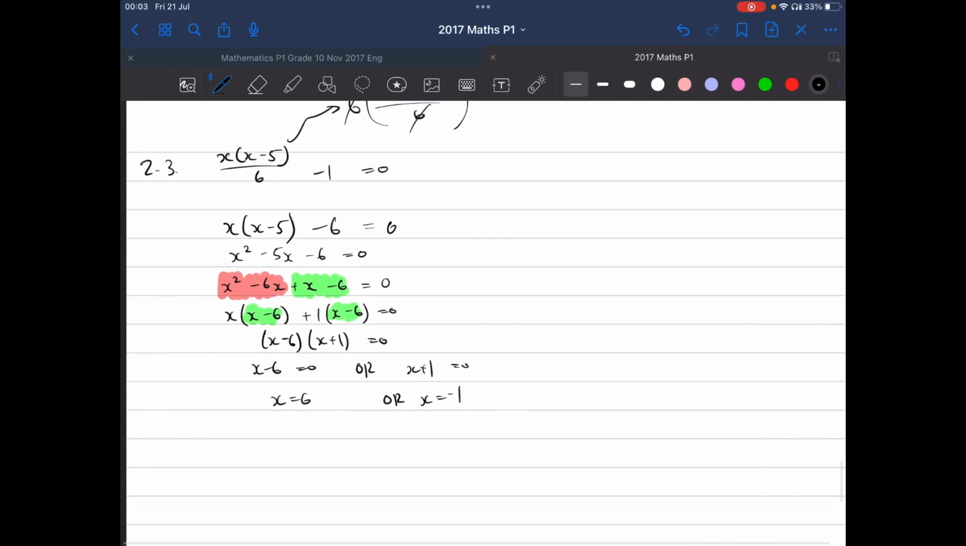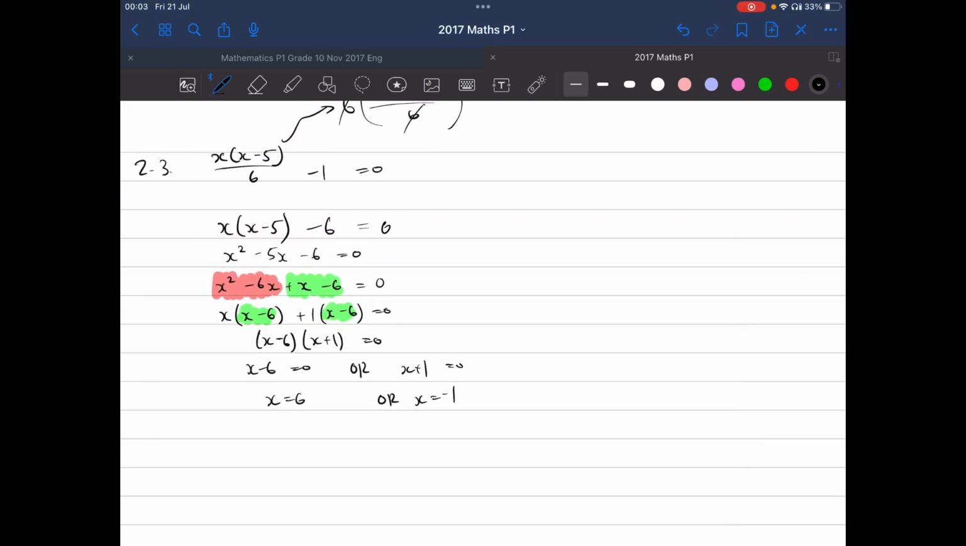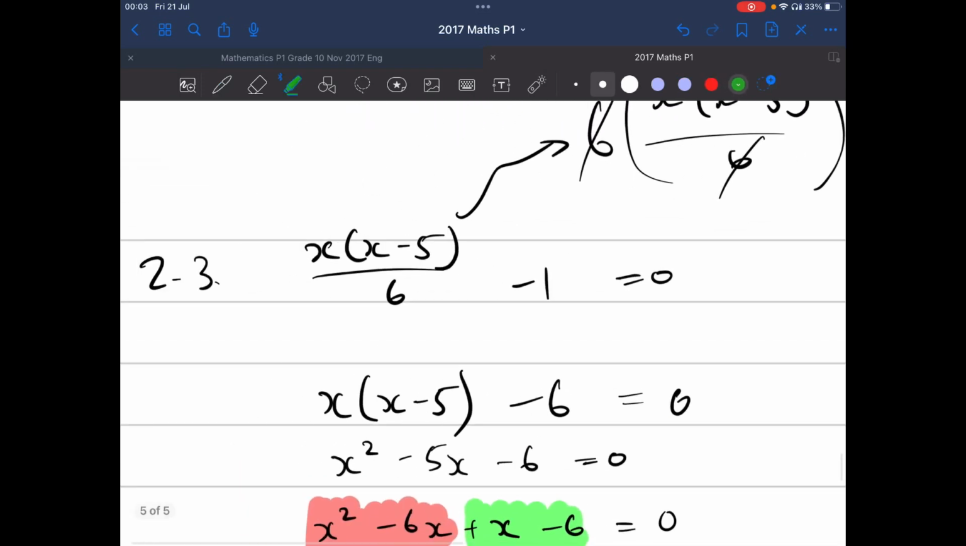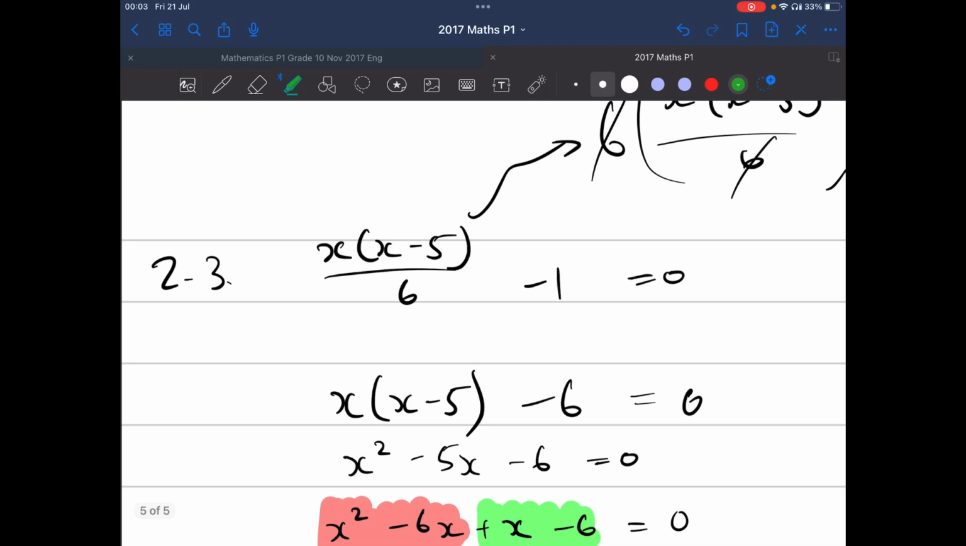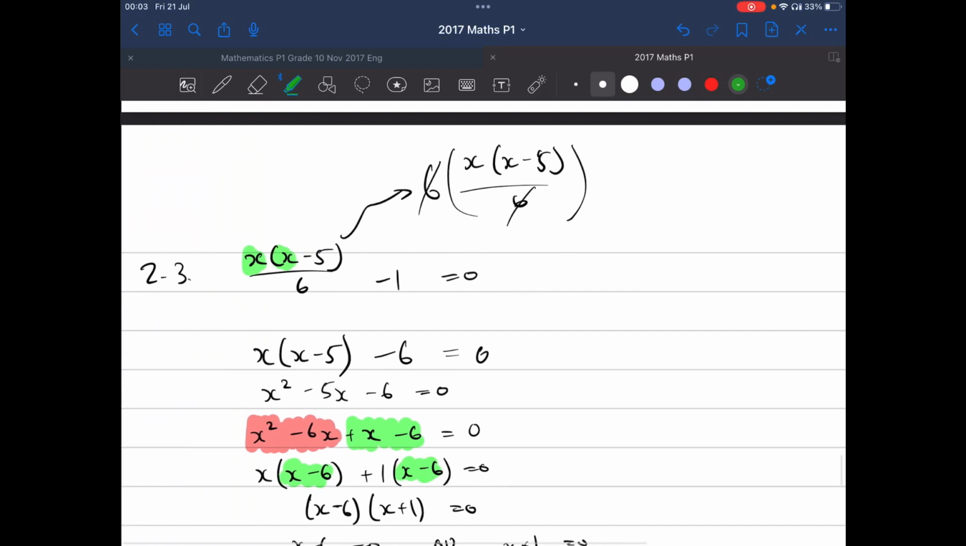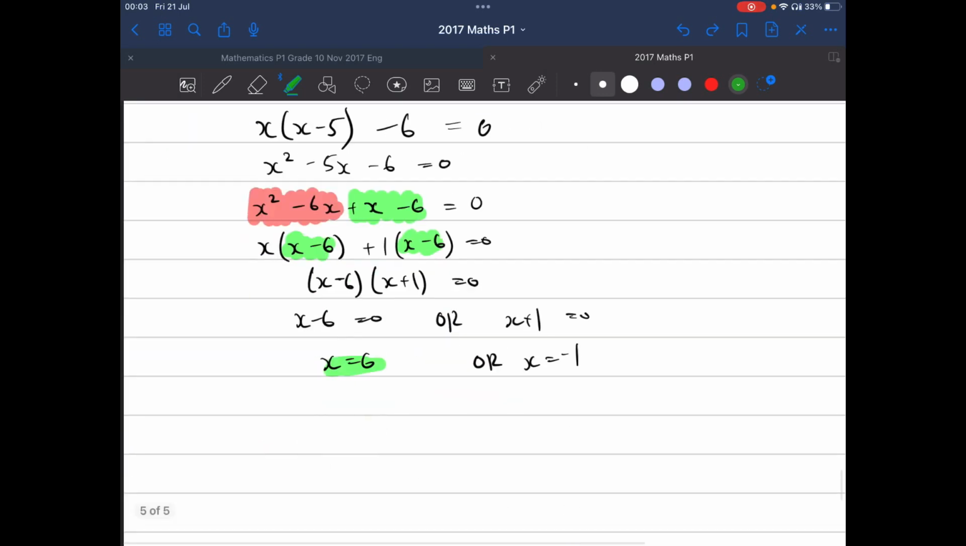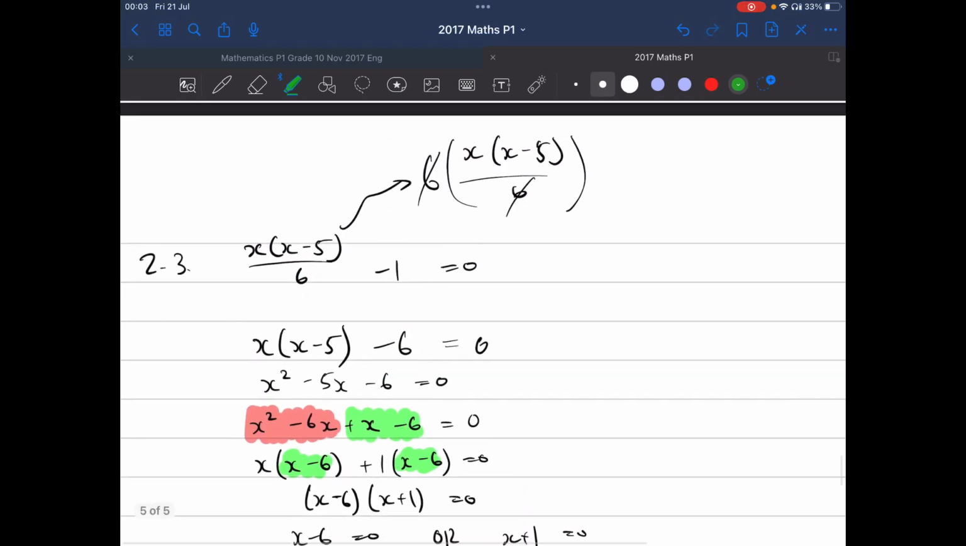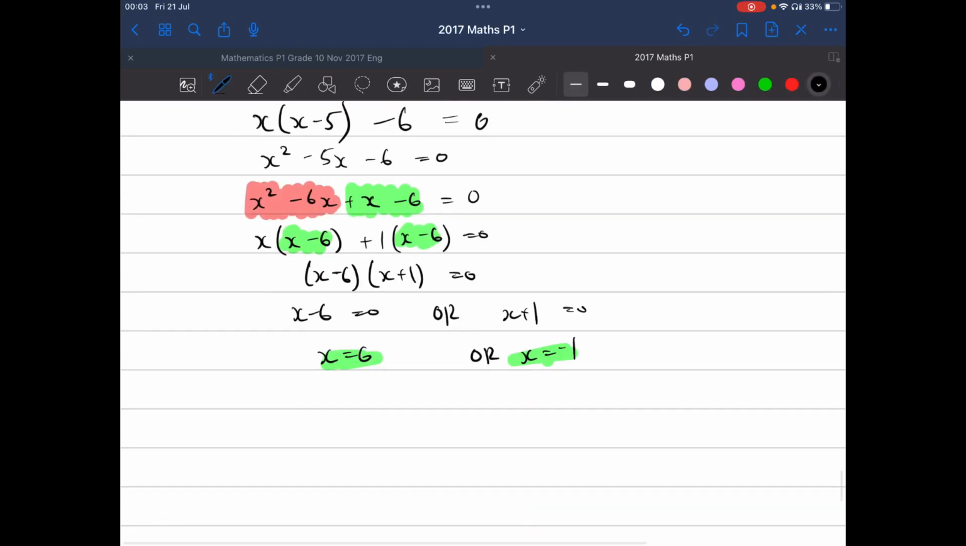Now again, to test if your answers are correct, you're going to take each one. Let's start with x equals 6, and then you come to your original equation and insert 6 wherever there's x. You substitute it in, and you do it for this side here, and put all that in your calculator. If your answer comes to 0, then you know that you have the correct answer. And you do the same thing for x equals minus 1. I'll leave that up to you again.